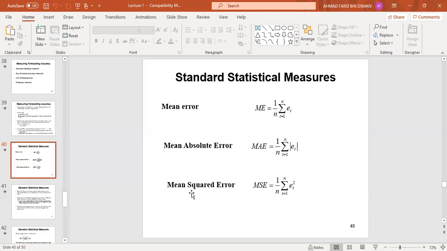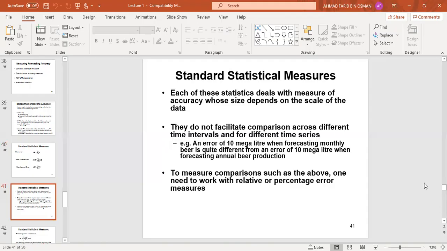So again, mean absolute error and mean square error are alternatives. It's a solution to avoid positive values cancelling out negative values when we compute the average of the error. Each of these statistics deals with a measure of accuracy whose size depends on the scale of the data. They do not facilitate comparison across different time intervals and different time series.